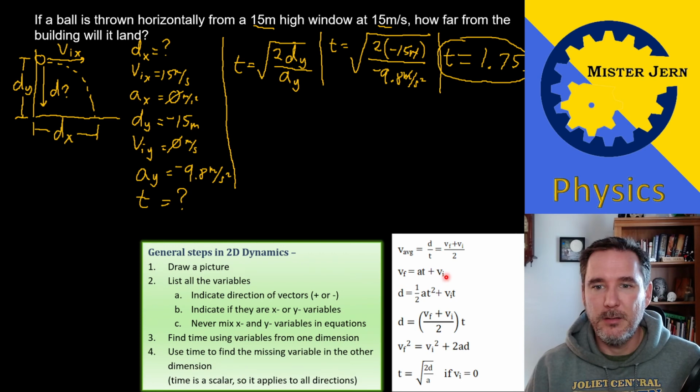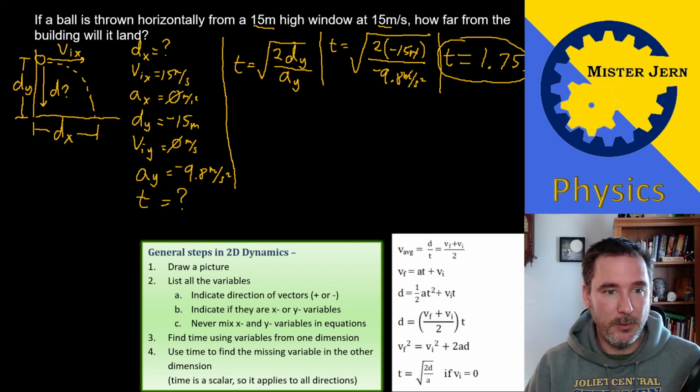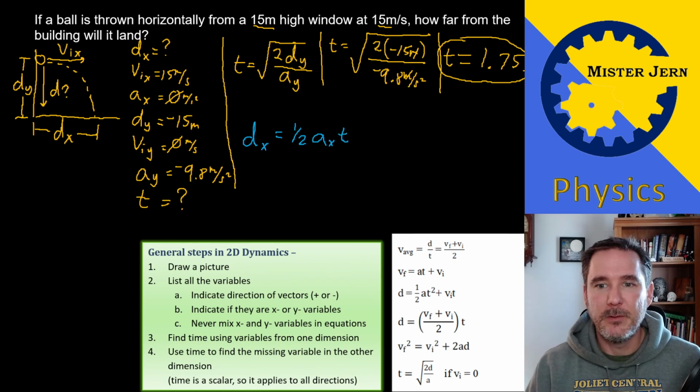We could possibly use that, we're trying to find distance. No, we can't use that one. We can definitely use this one, or pretty much any of them now. So let's just pick one. Just for fun, I'm going to switch colors here. I'm going to choose displacement in the x direction is equal to 1/2 ax times time squared plus vix times time. Okay, I'm going to substitute.